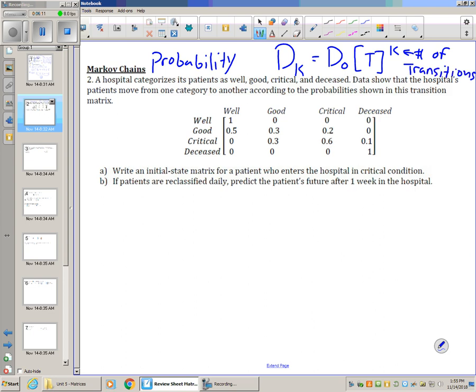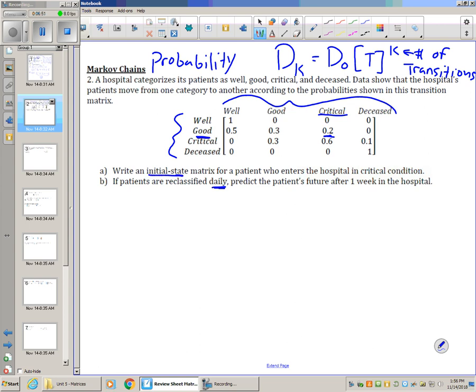Okay. So let's read this type of problem. It says a hospital categorizes patients as well, good, critical, and deceased. Data shows that the hospital's patients move from one category to another according to the probability shown in the transition matrix. And this is showing what happens daily. Okay. So here's initially where I'm at. So I'm well, good, critical, or deceased. And it tells the probability of going from one state to the next state. Okay? So for instance, the probability of going from good to critical is only a 20% chance. Okay, so that's what the transition matrix tells us.